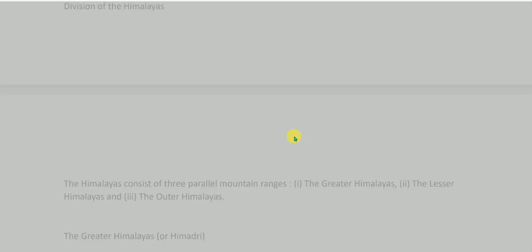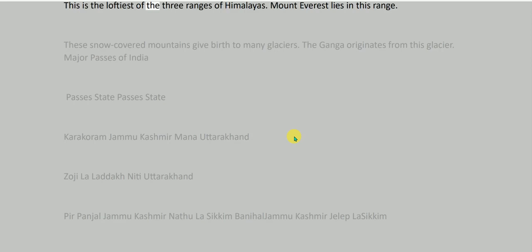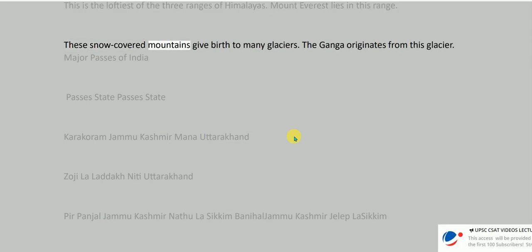Division of the Himalayas. The Himalayas consist of 3 parallel mountain ranges: 1, the Greater Himalayas; 2, the Lesser Himalayas; and 3, the Outer Himalayas. The Greater Himalayas, or Himadri, is the loftiest of the 3 ranges of the Himalayas. Mount Everest lies in this range. These snow-covered mountains give birth to many glaciers. The Ganga originates from this glacier.